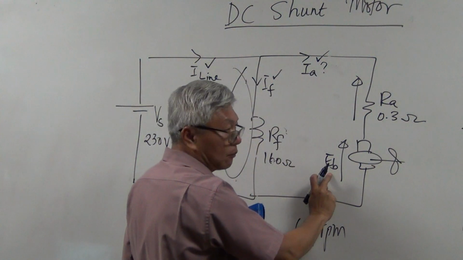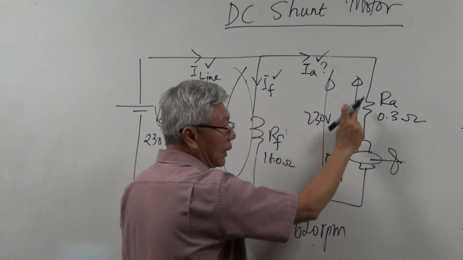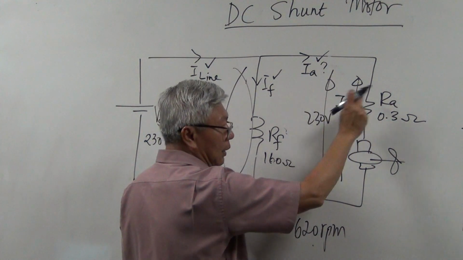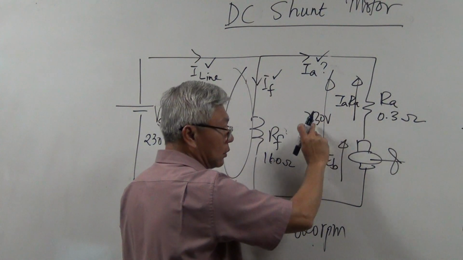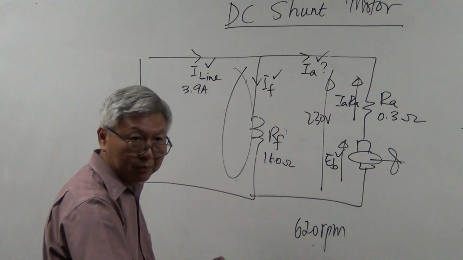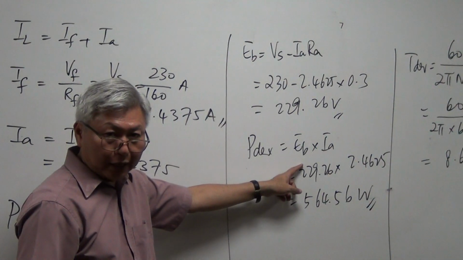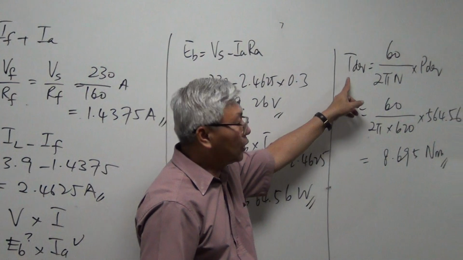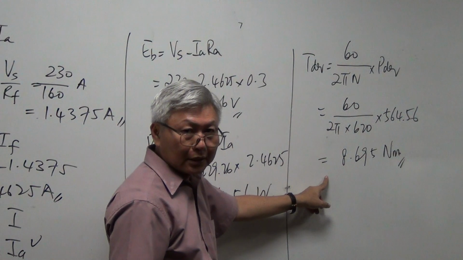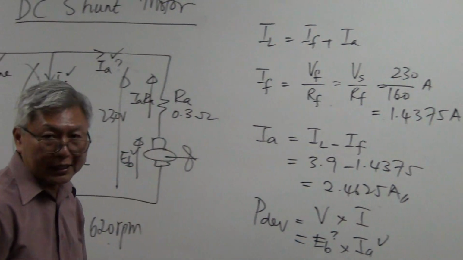How do I calculate EB? The total voltage here is 230 volts. Okay, 230 volt minus IARA. Right? I know IA already. So IA times RA, I get the potential difference across here. So this minus this will give me EB. If I know EB, can I find power developed? Can. Power developed is equal to EB IA. Then after that, can I find the torque developed? Can. 60 over 2 pi N multiplied by power developed. Okay? So that is shunt motor circuit analysis. Thank you.